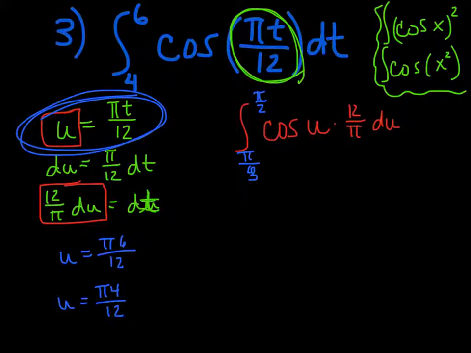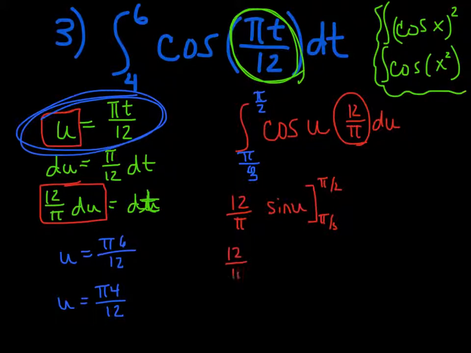Okay, so now I'm ready to integrate this. And so I'm going to take this fraction, this constant, 12 over pi is just a constant. I'm going to pull that out front, so 12 over pi. The integral of cos u is, of course, sine u. And then my bounds are pi over 3, pi over 2. All right, so now I'm going to go ahead and evaluate that by plugging in the upper bound and lower bound and subtracting.